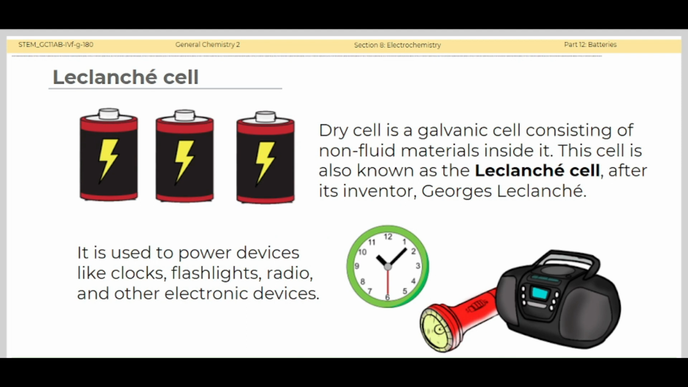Dry cell is a galvanic cell consisting of non-fluid materials inside it. This is also known as the Leclanché cell, after its inventor George Leclanché. It is used to power devices like clocks, flashlights, radio, and other electronic devices.